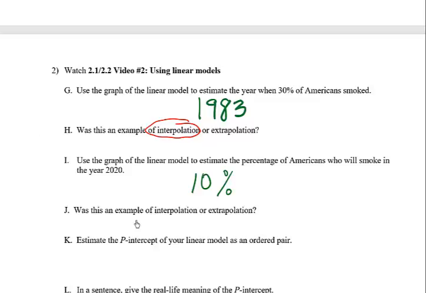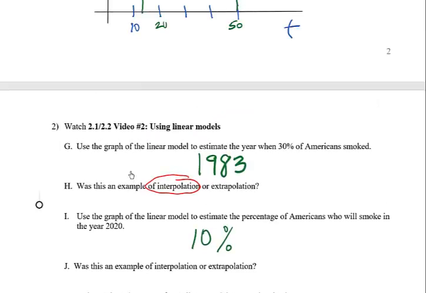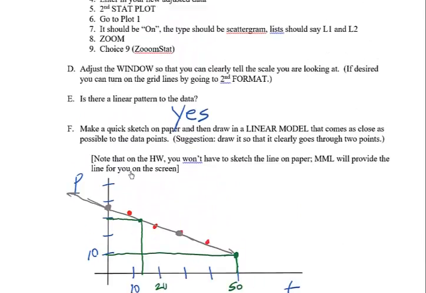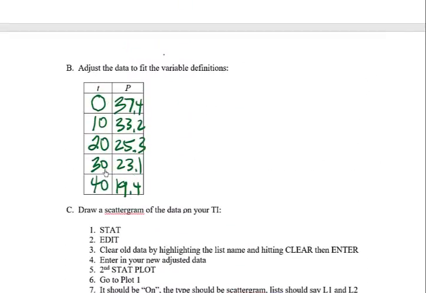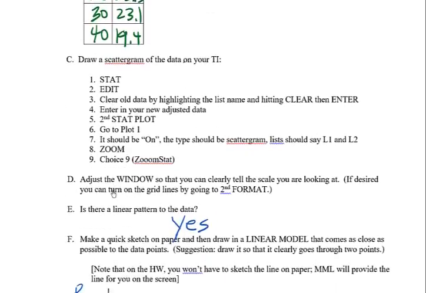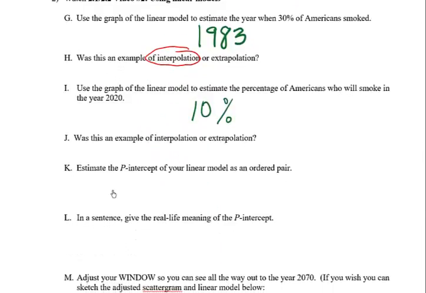Letter J, was this an example of interpolation or extrapolation? Well, the original question was about the year 2020. In other words, T equals 50. If I look back at my data, my years only went 0 to 40. 50 is outside of that section of data. Therefore, we call this an example of extrapolation.